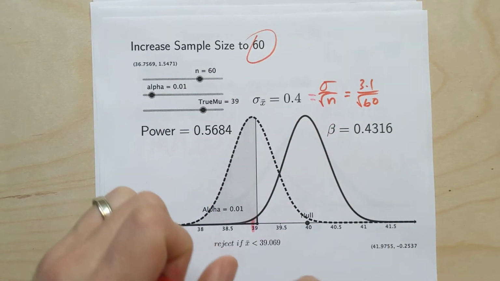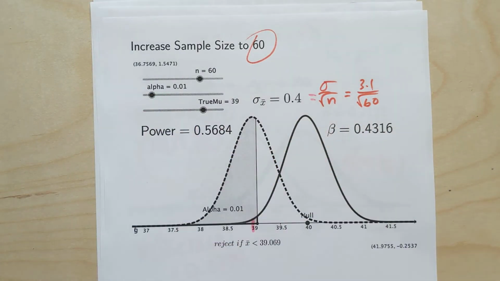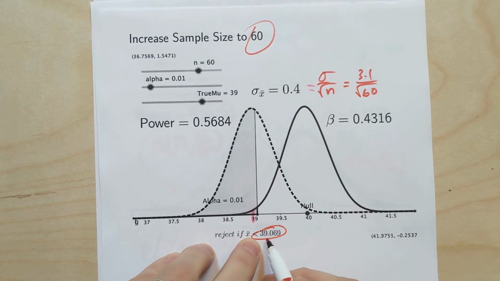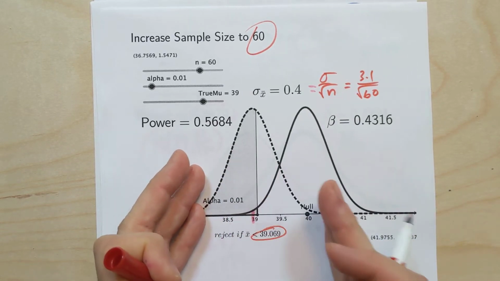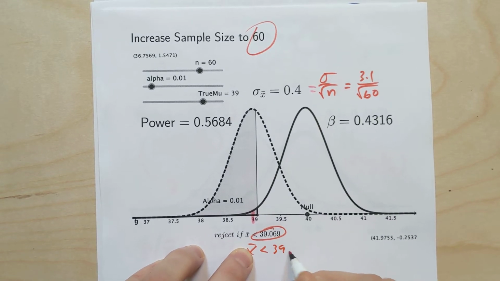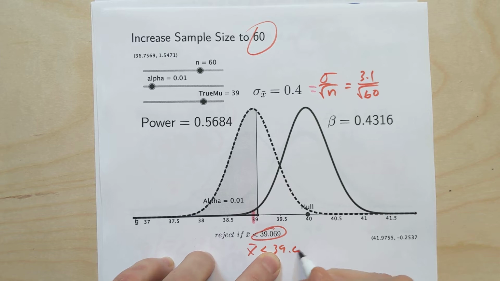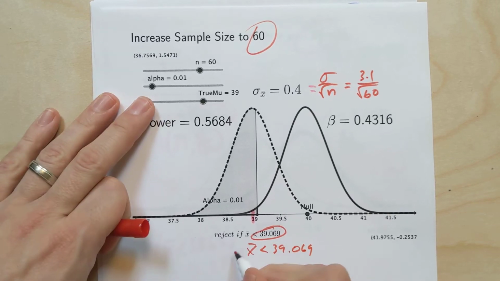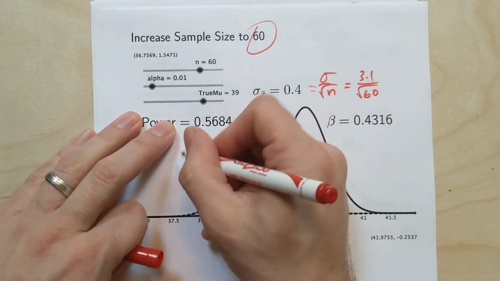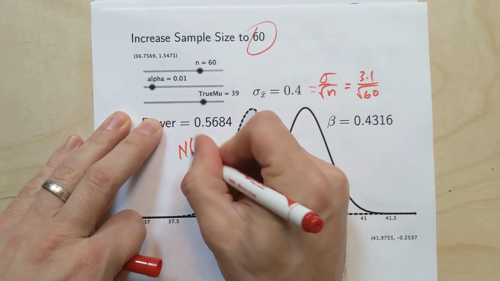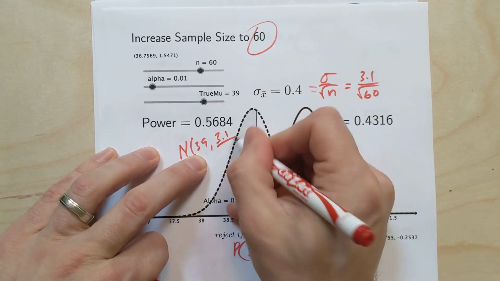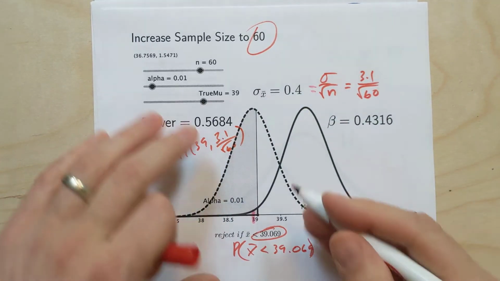So that decreased the amount of variation, that made each of the distributions more narrow, and it actually shifted upwards what kind of sample means would cause us to reject the null hypothesis. In this case, we would reject if it's less than 39.069, right? And so the probability of getting something less than 39.069 would now be based on this distribution. It's again a normal distribution with a mean of 39, but its standard deviation is even lower. It's 3.1 divided by the square root of 60 instead of the square root of 30.